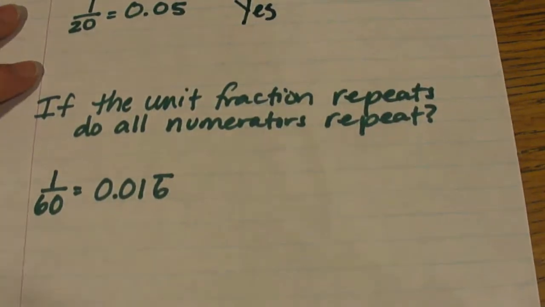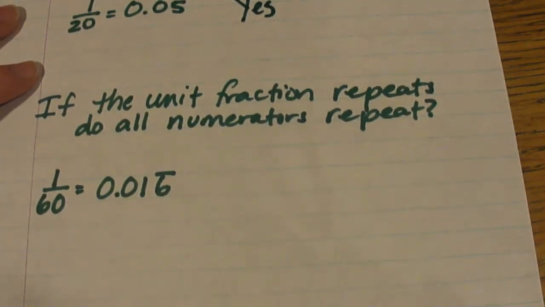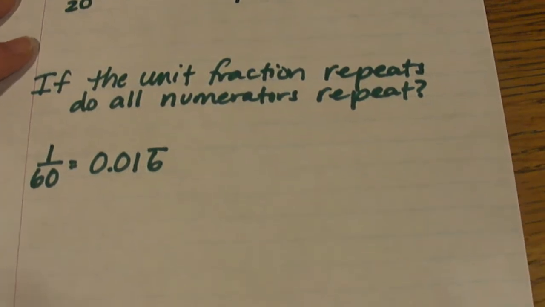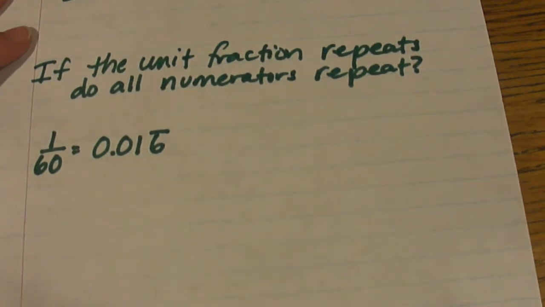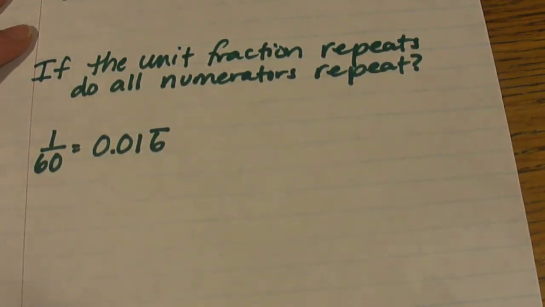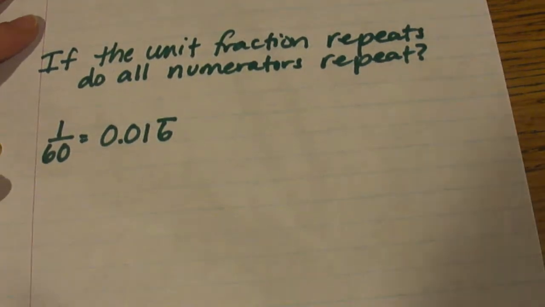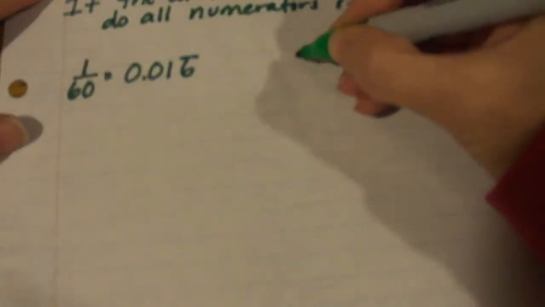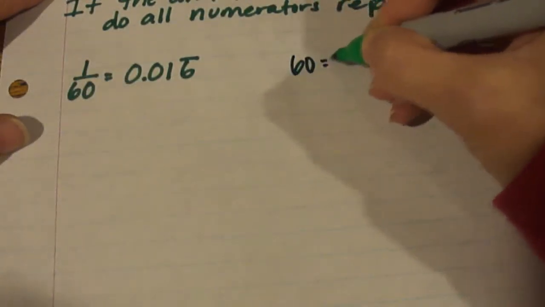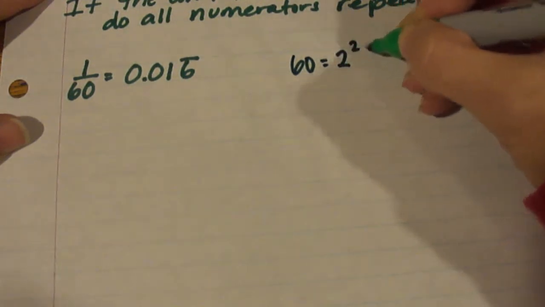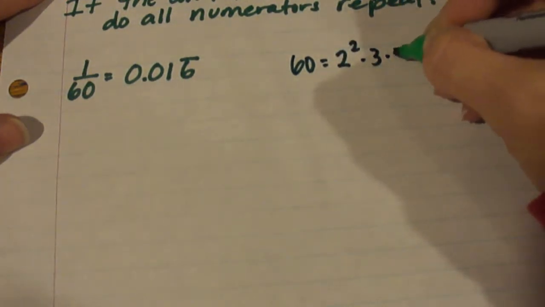The other question's a little different. If the unit fraction repeats, do all of the numerators for that fraction also repeat? So let's look at 1/60th. Well, 1/60th repeats. So do 2/60ths, 3/60ths, 4/60ths, do those all repeat? Let's look at the prime factorization for 60. 60's prime factorization is equal to 2 to the second times 3 times 5.